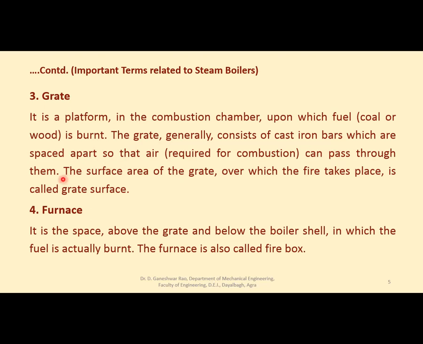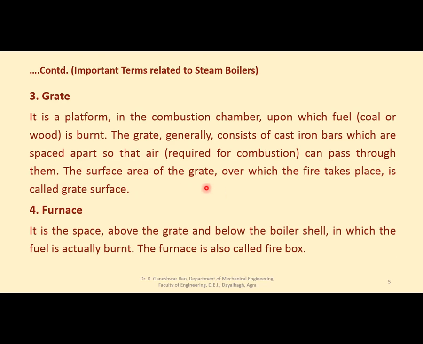आपने पुराने जमाने में अंगीठी, अगर पुराने जमाने की अंगीठी देखी हो तो आपको थोड़ा आइडिया हो सकता है कि उसके अंदर जैसे आयरन रॉड्स होती थी, उसके ऊपर कोयला या लकड़ी रख देते थे और उसको बंद करके नीचे से हवा देते थे तो आग पैदा होती थी और उससे बर्तन में पानी भी गर्म करते थे, खाना भी बनाते थे. तो उसी का जो बड़ा फॉर्म है वो ग्रेट है. इसमें कास्ट आयरन बार्स हैं which are spaced apart and air can pass through them.